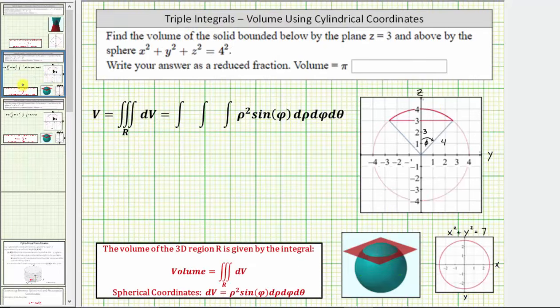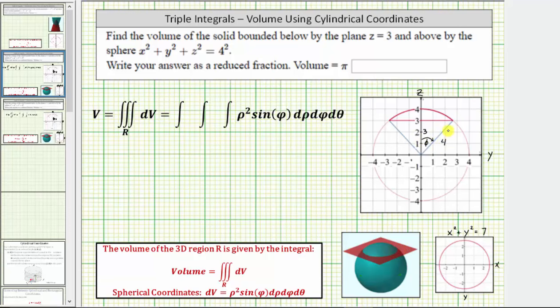Going back to our work, looking at the vertical slice, we know this length is 4, the radius of the sphere. We know this length here in the right triangle is 3, because this horizontal line is determined by the plane z equals 3. This should be the angle phi.